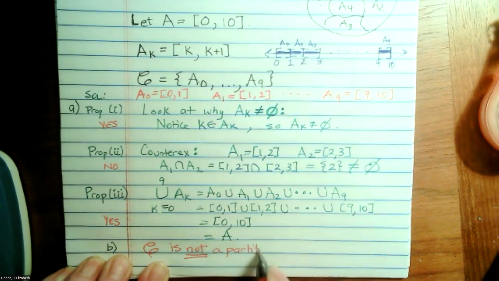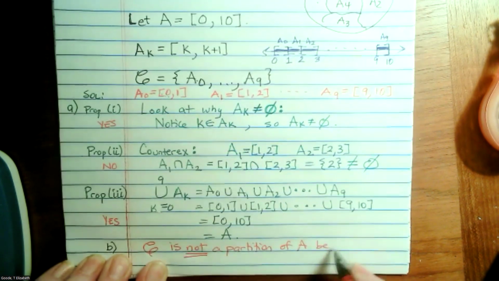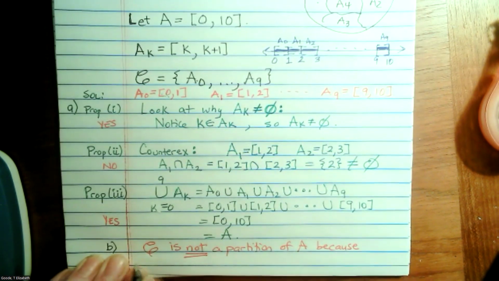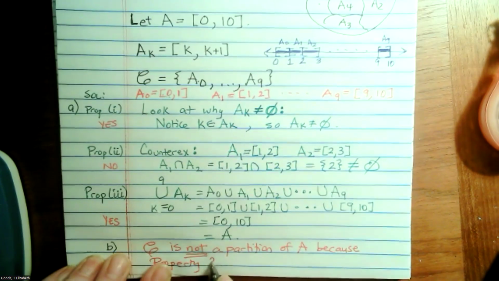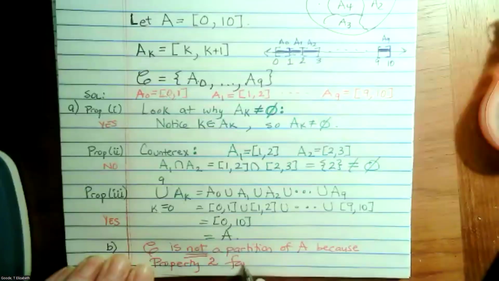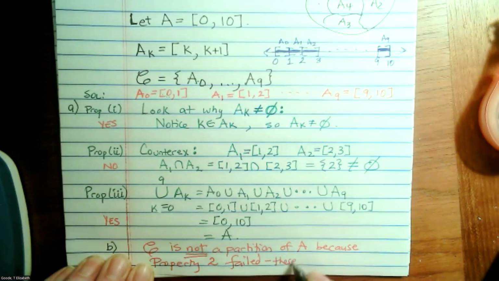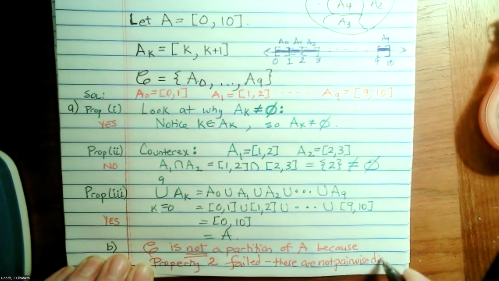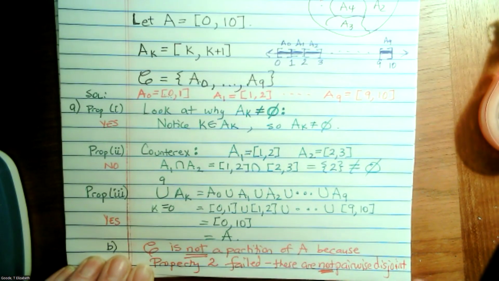Because for property two, A_i intersect A_j is not empty. Yep. Property two failed. No, these are not pairwise disjoint. Just to give you a little lingo, remember pairwise disjoint? That was what that meant. They're not pairwise disjoint.